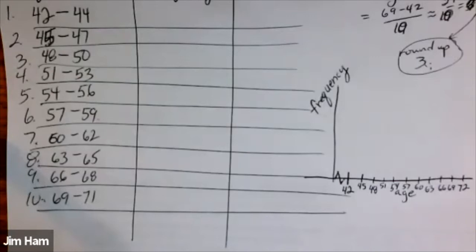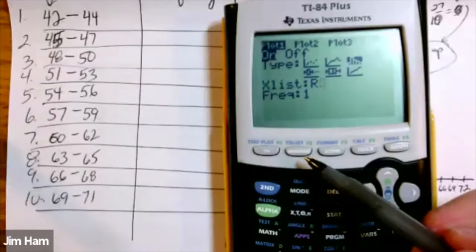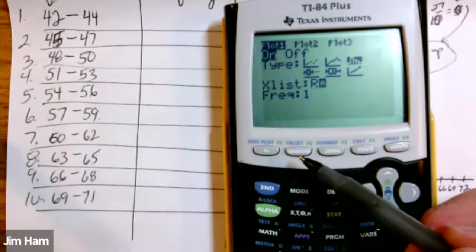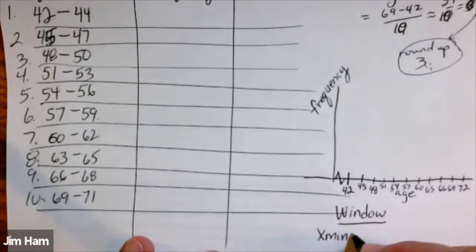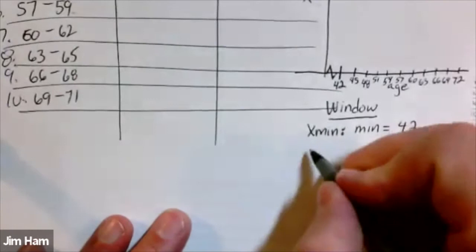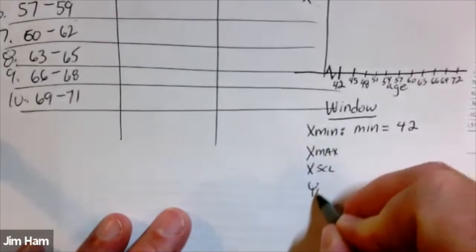All right. So you now need to go into the window. It's right here, the window. And you have to manually set the dimensions of the viewing rectangle so that the calculator knows how you want to set up your histogram. So you have X min. This is going to be equal to the min. In this case, it is 42. So we're going to establish the minimum data value to be X min. Then you're going to have X max and X scale, then Y min, Y max, and then Y scale.